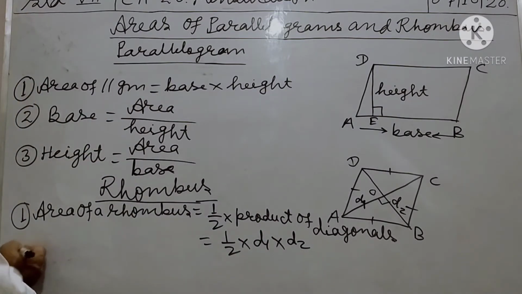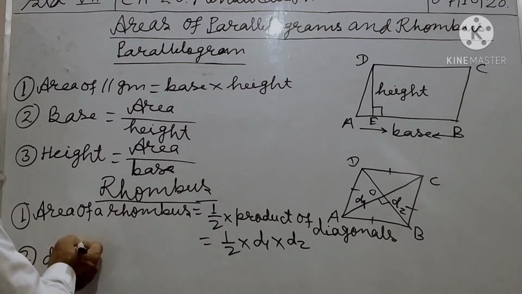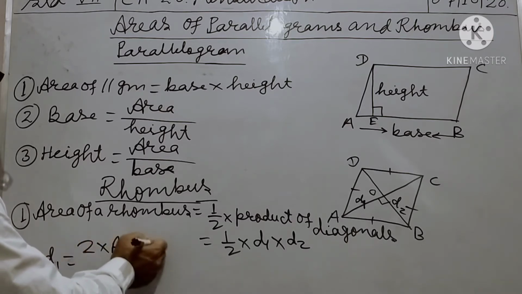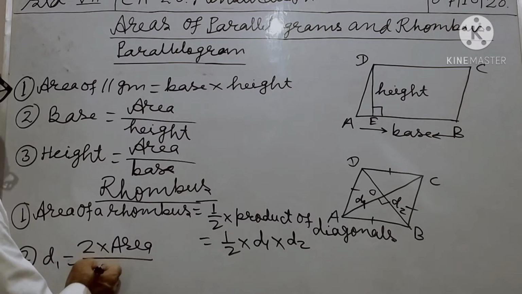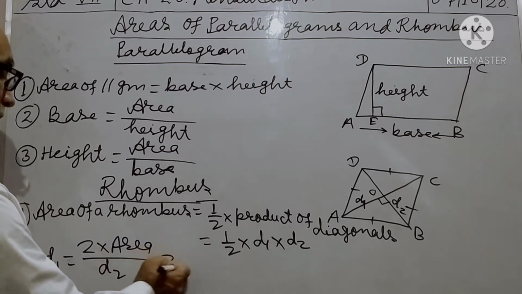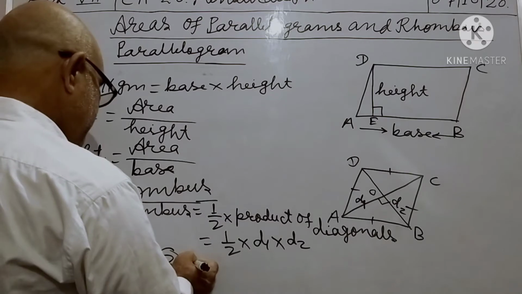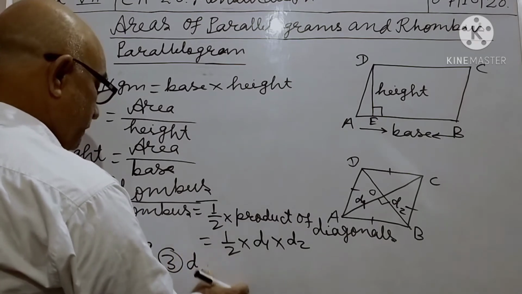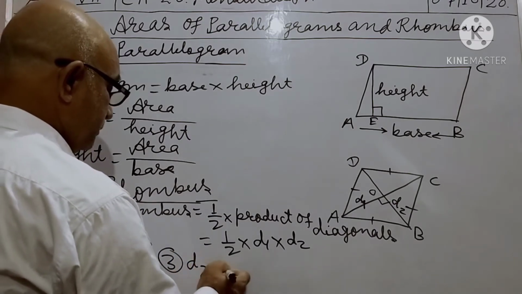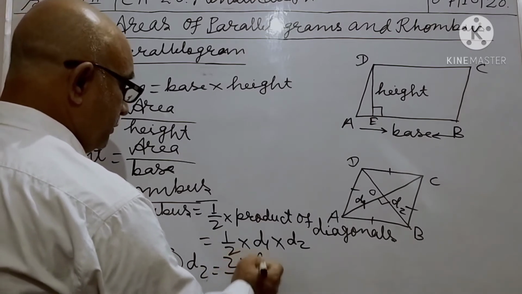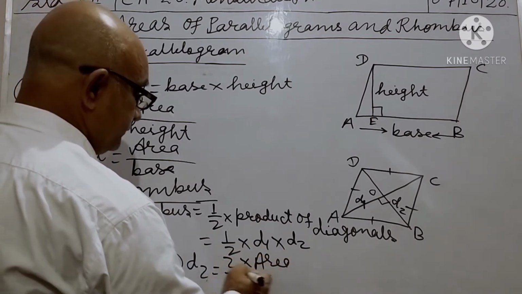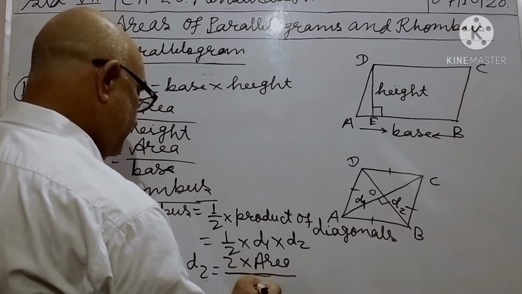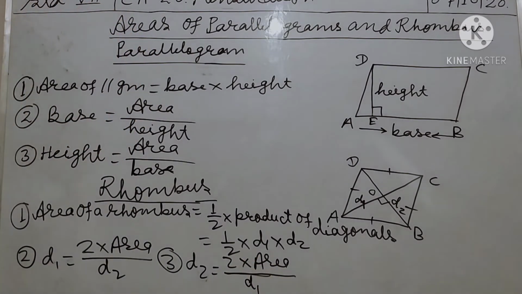Second formula is: one diagonal D1 equal to 2 into area by D2, and the second diagonal D2 equal to 2 into area by D1. Students, understand and write it.